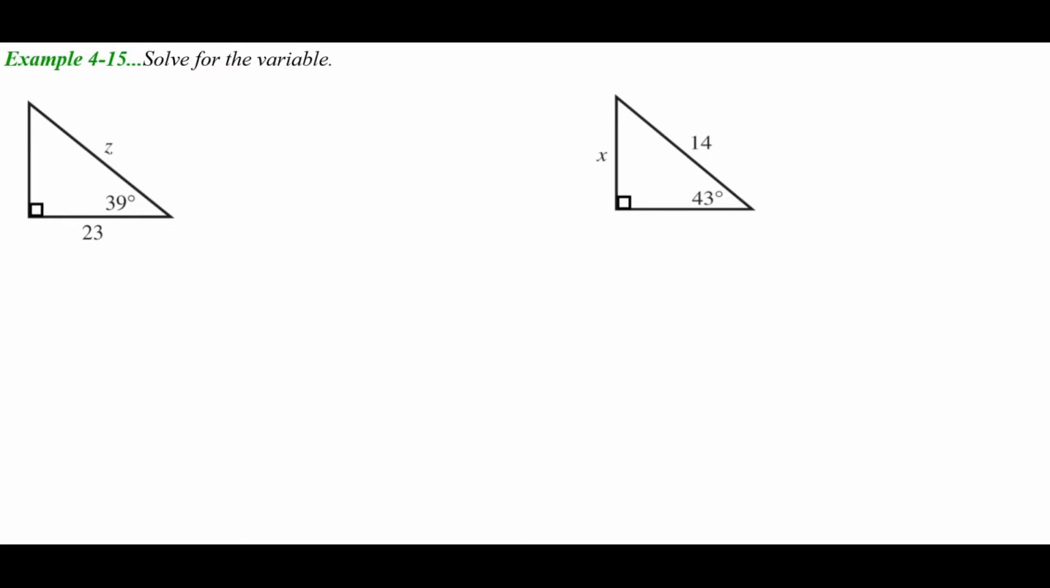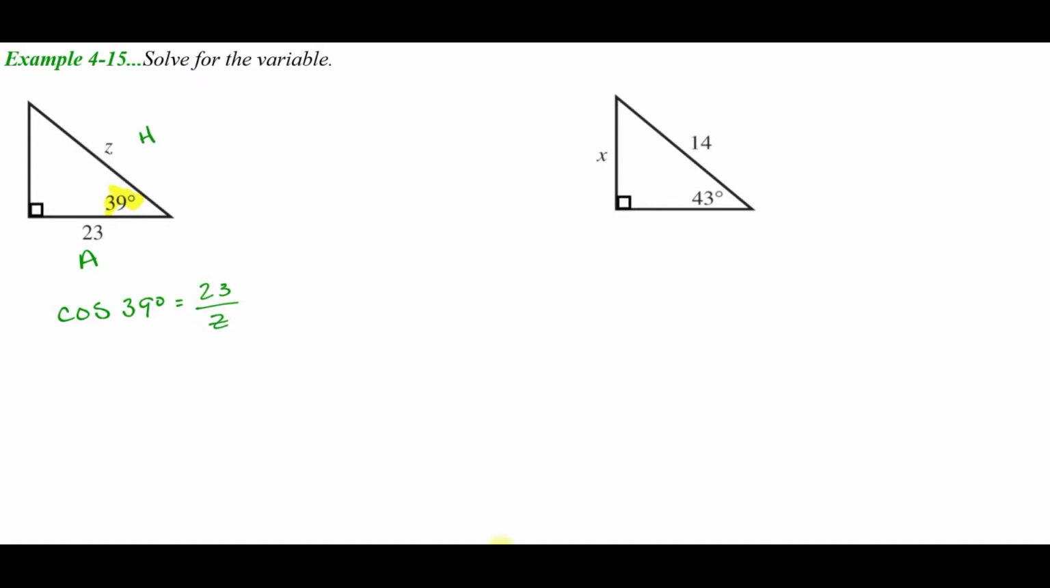Okay, so looking at an example here, I'm going to identify this angle, 39 degrees, as my reference angle because it is a given acute angle. Then from there, I'm going to identify that this is the adjacent side, and then this side that I'm trying to find is the hypotenuse. So thinking about my sine, cosine, tangent ratios, I'm going to use cosine because I know cosine is adjacent over hypotenuse. So I'm going to go cosine 39 degrees equals the adjacent side 23 over the hypotenuse, which is z.